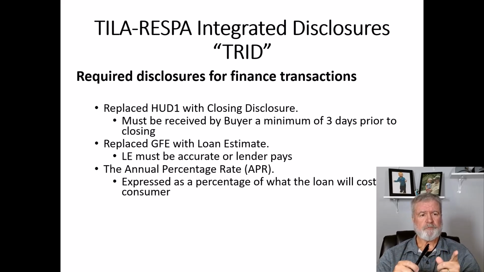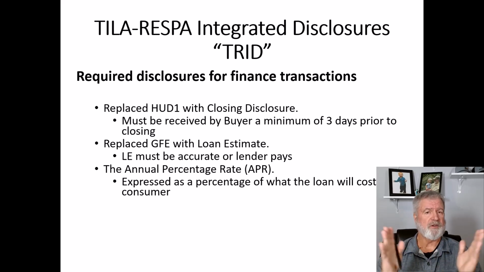One, and some of this we've already touched on, but TRID replaced the HUD-1. The HUD-1 used to be the settlement statement we would use for closing, but they replaced that with the closing disclosure. Because the HUD-1 was just one document that had all the buyer information and all the seller information all on the same document, and each party got a copy of it. That was always a terrible idea as far as I was concerned.